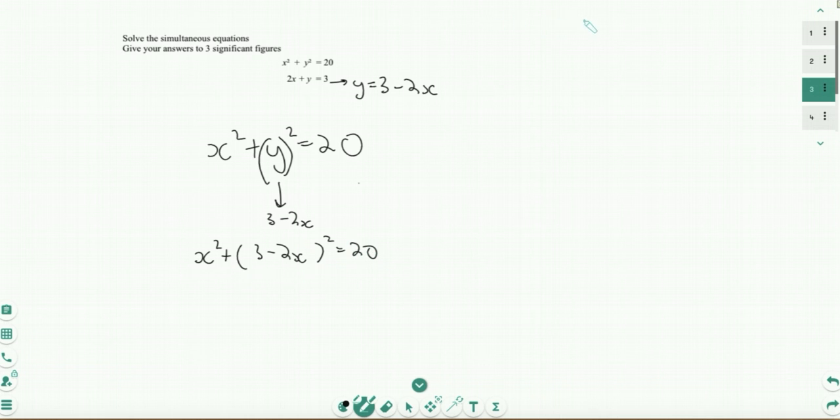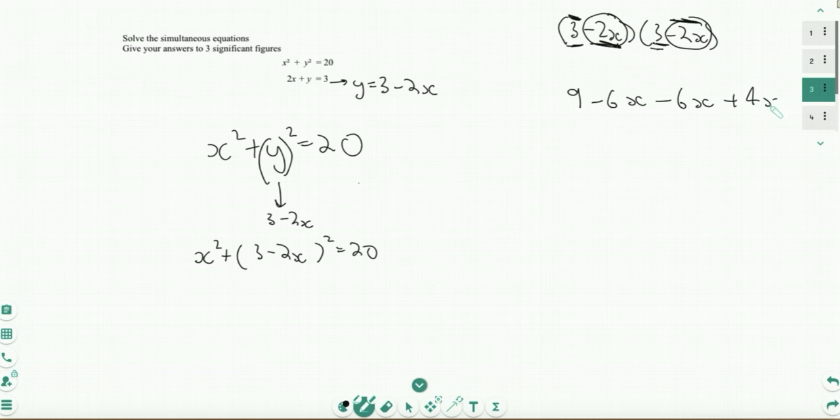Let's expand the brackets. We'll do it up here. 3 minus 2x times 3 minus 2x. First, 3 times 3 is 9. Outside, 3 times negative 2x is negative 6x. Inside, negative 2x times 3 is negative 6x. Last, minus 2x times minus 2x is positive 4x squared. Let's combine the like terms, and I'll put the 4x squared in front, so 4x squared minus 12x plus 9.